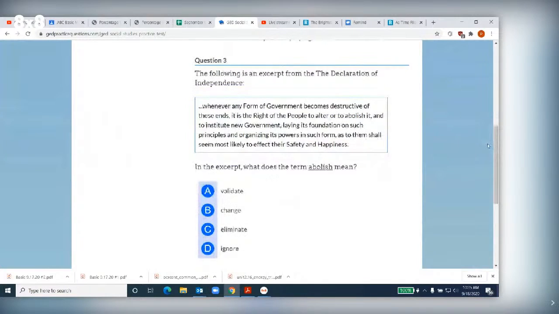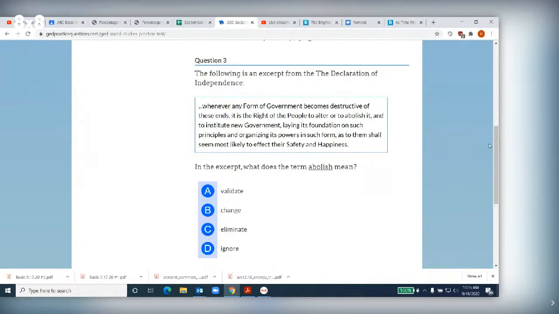Question 3. The following is an excerpt from the Declaration of Independence. It says, whenever any form of government becomes destructive of these ends, it's the right of the people to alter or abolish it and institute a new government, laying its foundation on such principles and organizing its powers in such form as to them shall seem most likely to effect their safety and happiness.